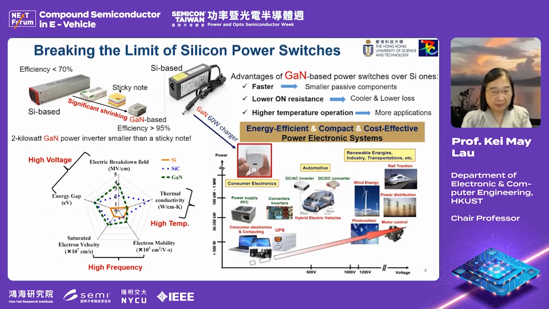So first of all, I will talk about gallium nitride, which has been developed for power applications for the past 15, 20 years, and people are saying it can break the limit of silicon power devices. What is shown here is a comparison for a silicon-based inverter, which used to be this size, and as you use gallium nitride, you can get down to the size of a sticky note, and this is 2 kilowatts.